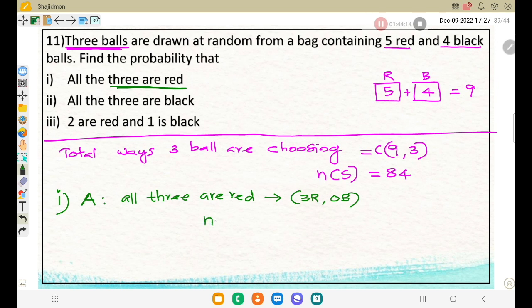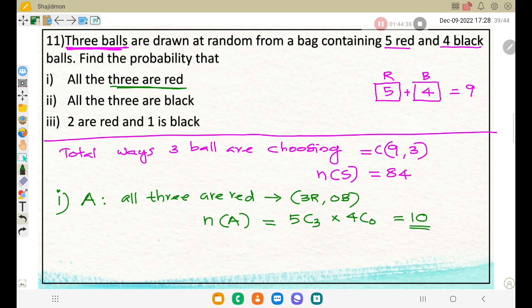So what is the number of A? How many ways can we choose like that? 3 red. How many red do we have? 5. So 5C3, multiplied by 0 black, which is 4C0. 4C0, 0 coming, will be 1 in the calculator. So 5C3 only is the answer, equal to 10.